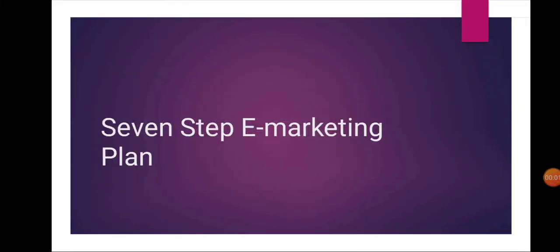Hi everyone. Today let's learn the 7 steps of an e-marketing plan. Before proceeding to the topic, what exactly is a plan? Obviously, to achieve something we need to have a proposal. That proposal, a detailed proposal, is called a plan.